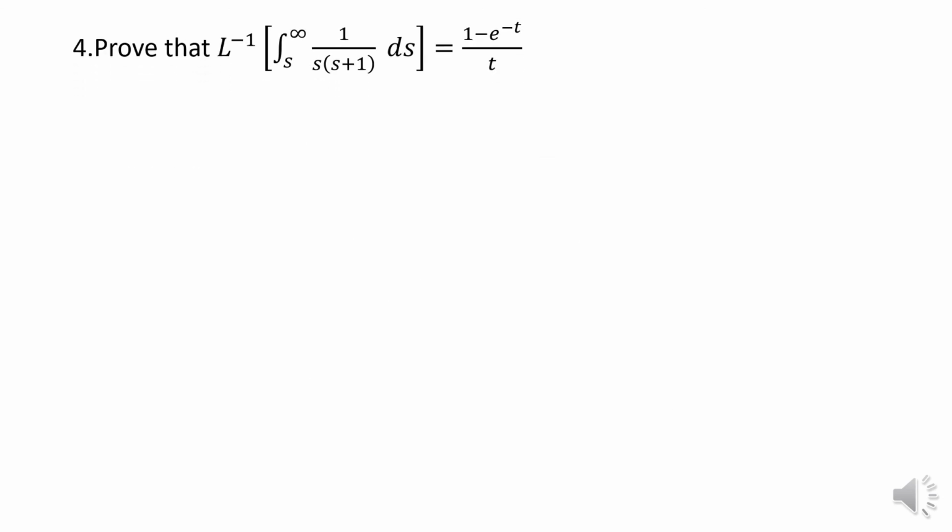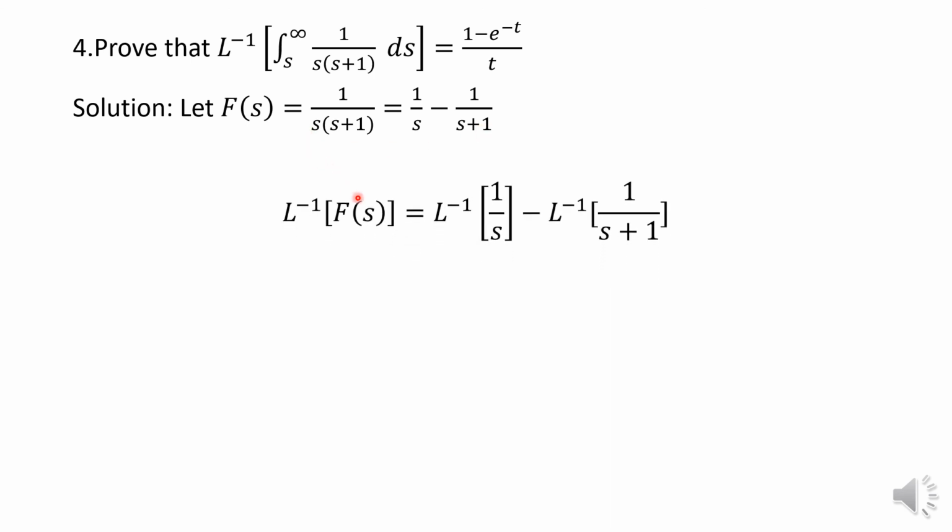Next and the last problem: prove that L inverse of integral s to infinity 1 by s into (s plus 1) ds is equal to (1 minus e power minus t) by t. The proof or solution goes like this. You take this function 1 by s into (s plus 1) as f of s. Now 1 by s into (s plus 1) can be resolved like this, 1 by s minus 1 by (s plus 1), using the partial fraction technique.